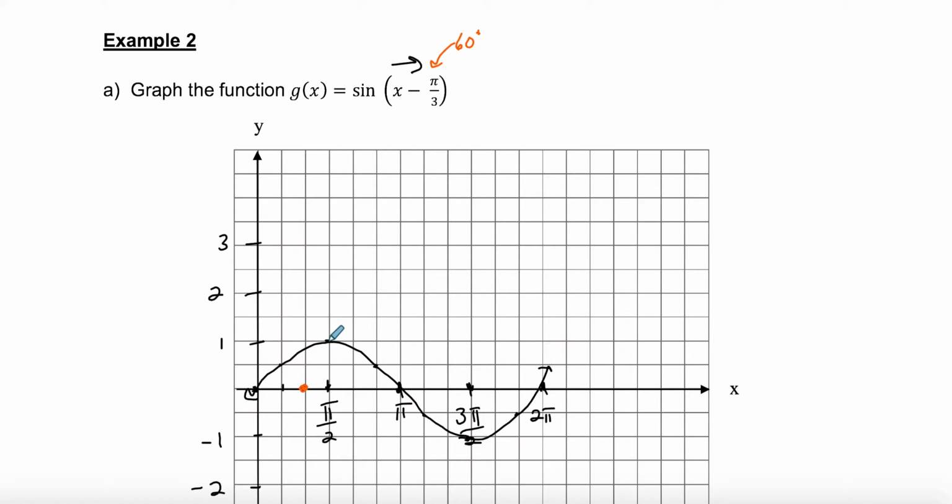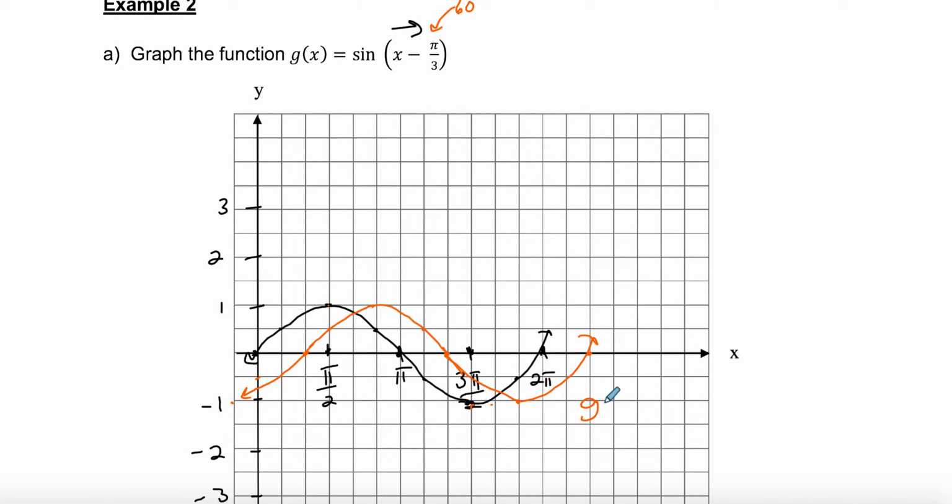I just go to the points that I know, these main points. Here I know goes through the x-axis, so if I go right 60 degrees, it would be there instead. This point is going to go to here. This point is going to be translated to here. So in orange, that is our horizontal translation. That is the function g of x is equal to sine of x minus pi over 3.